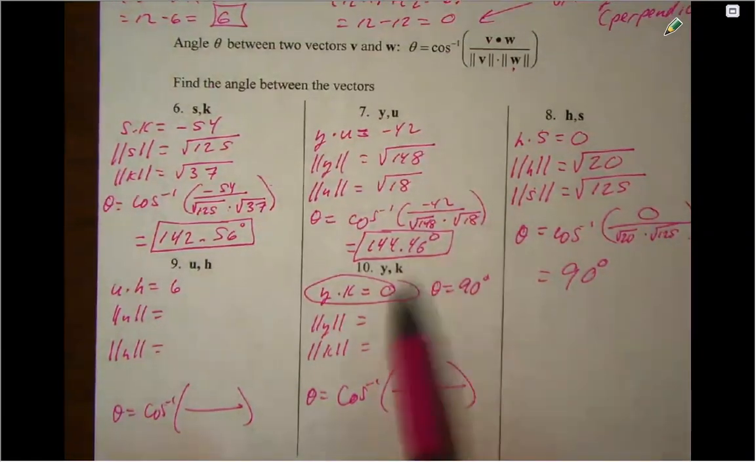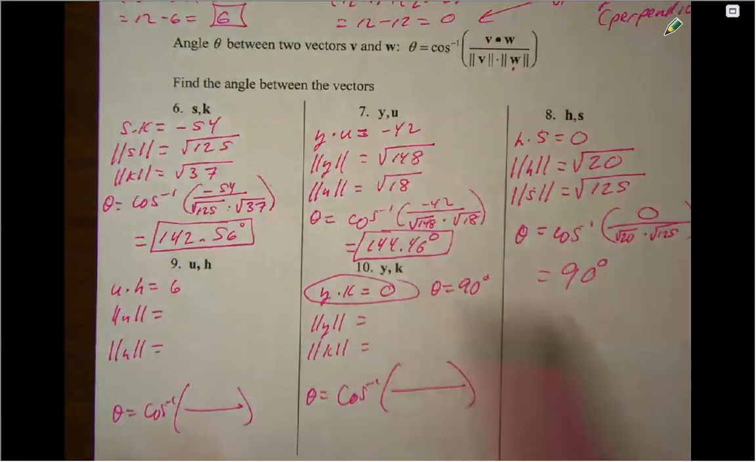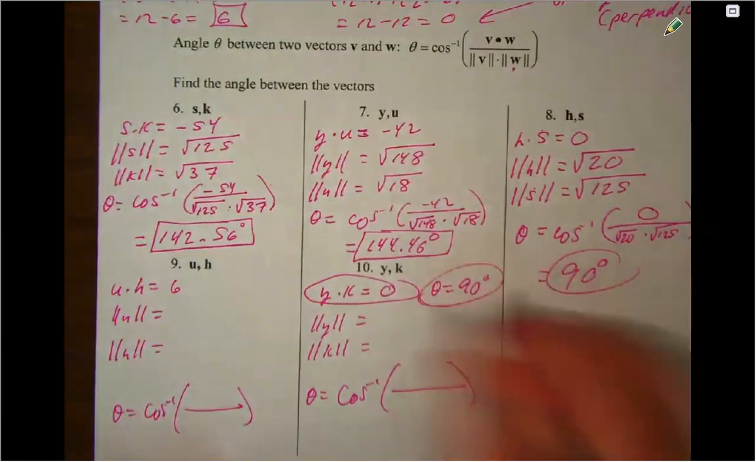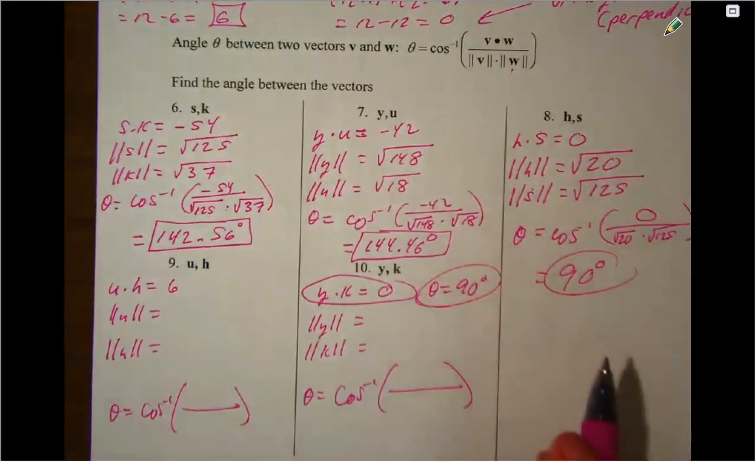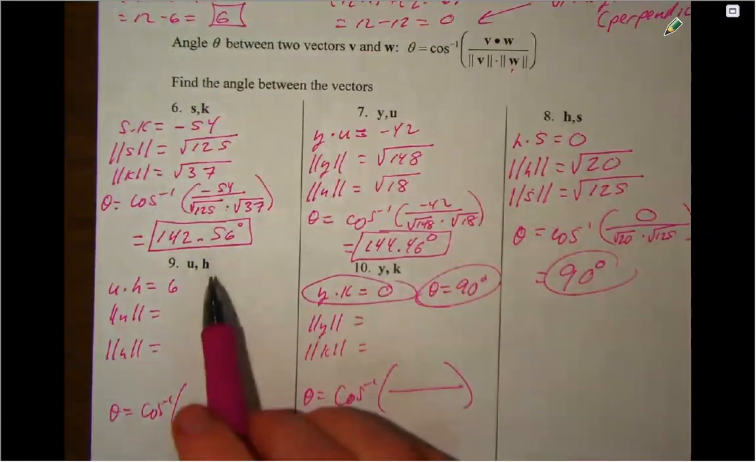And again, if the dot product is 0, then your angle is automatically 90 degrees. That's just what happens. But if it's not 0, then you've got to do everything else, right? So number 9, for U and H.